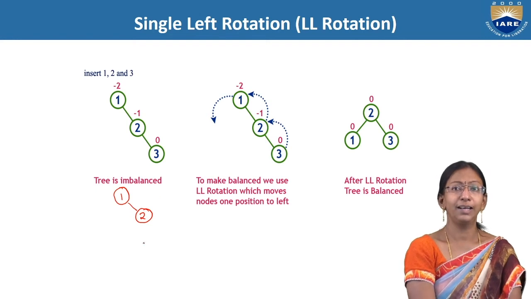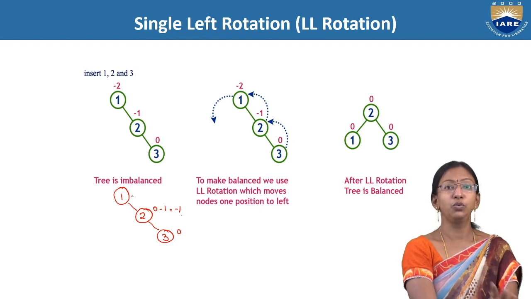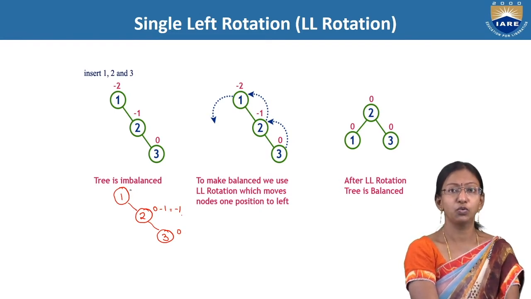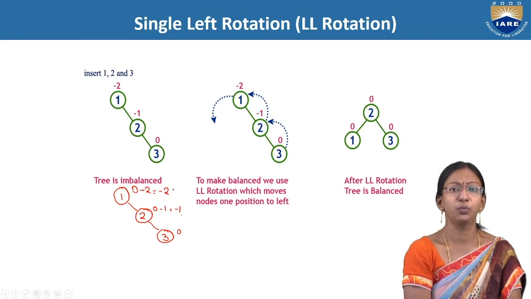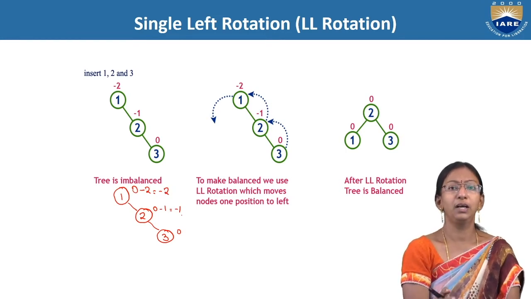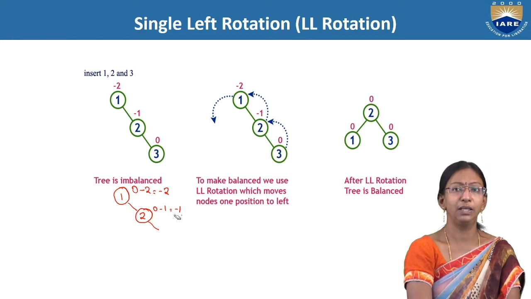Fine. Next, insert 3. When I insert 3, as 3 is a leaf node, its balance factor is 0. Coming to 2, it will be 0 minus 1, which is minus 1. Coming to 1, there is no left child for 1, so its left subtree height will be 0, whereas its right subtree height is 2. So the difference will be minus 2. Now 1 is violating the rule of AVL, right?